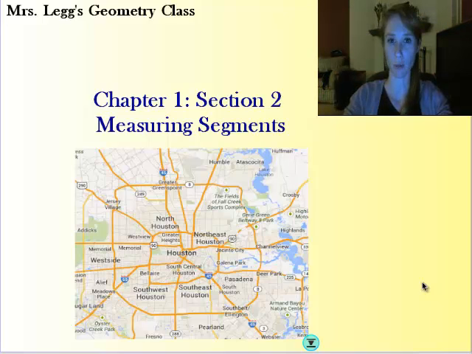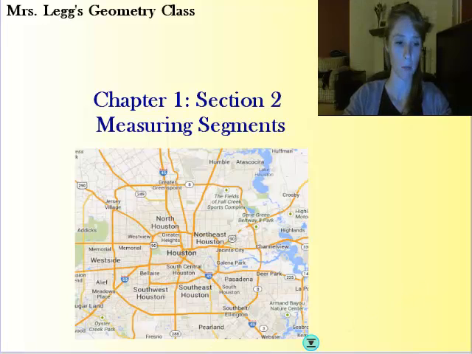Today we're in chapter 1, section 2 of your textbook. We'll be talking about measuring the length or distance of segments. So grab your textbook, turn to page 13 and follow along. Also make sure to take notes or questions down that are important to you.